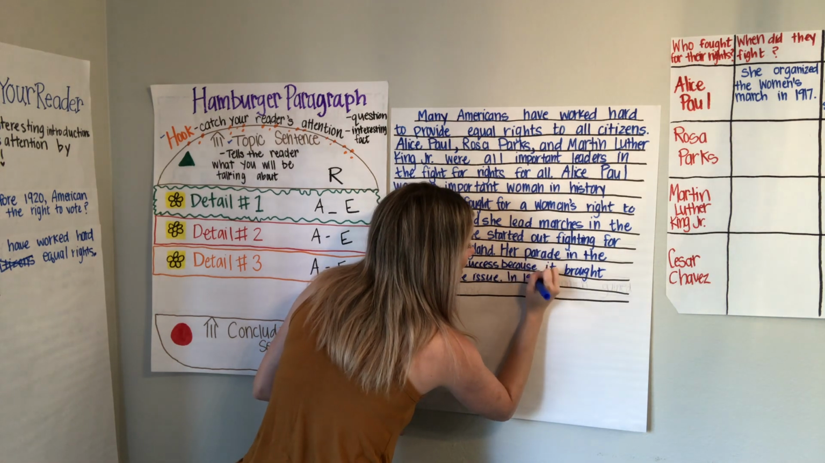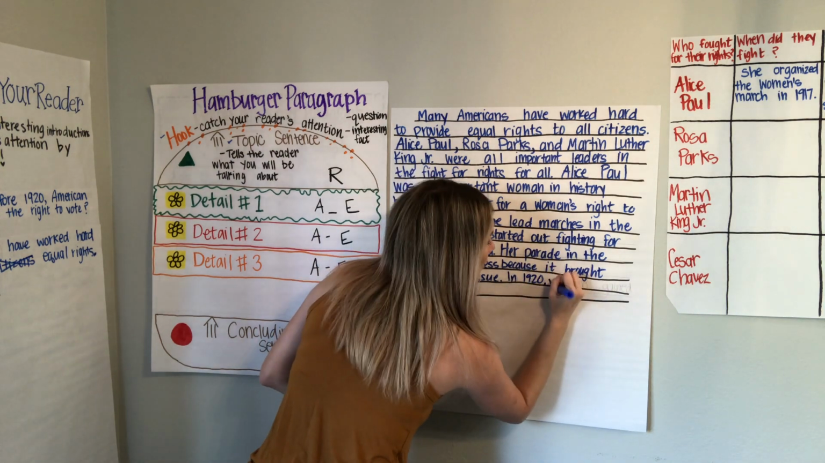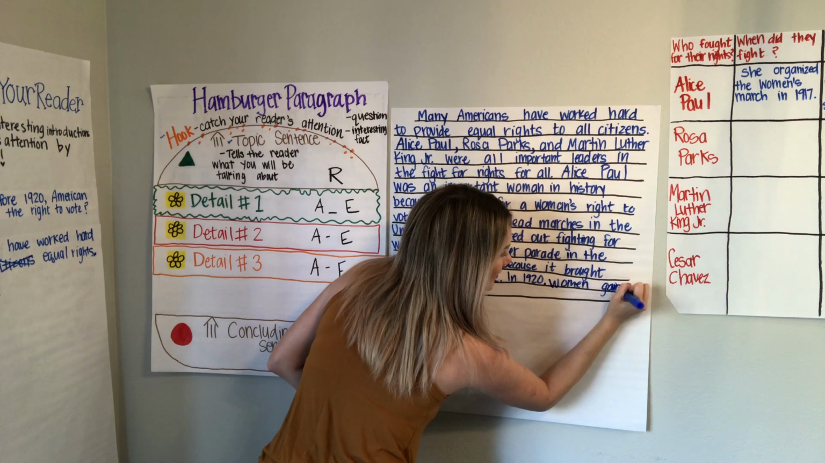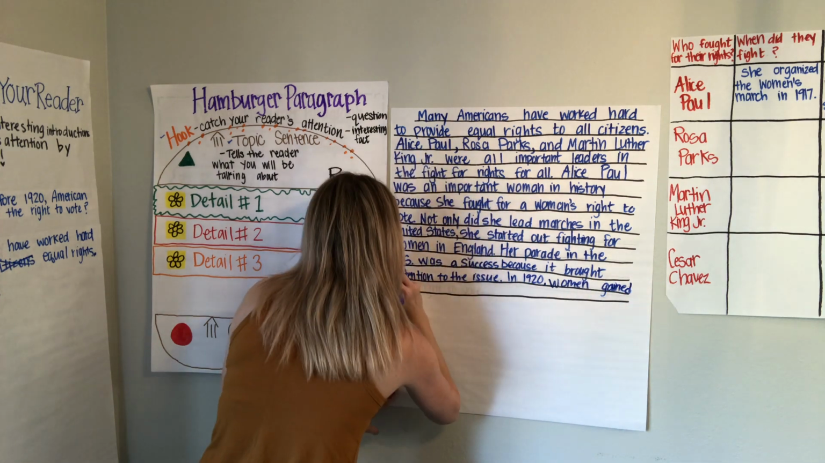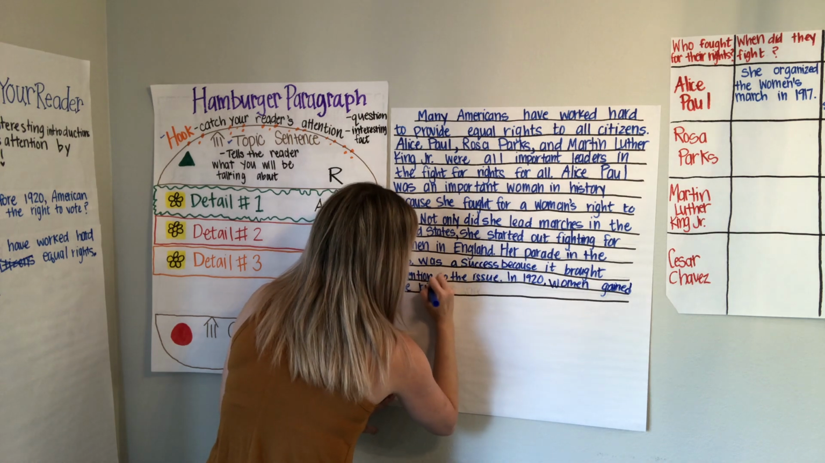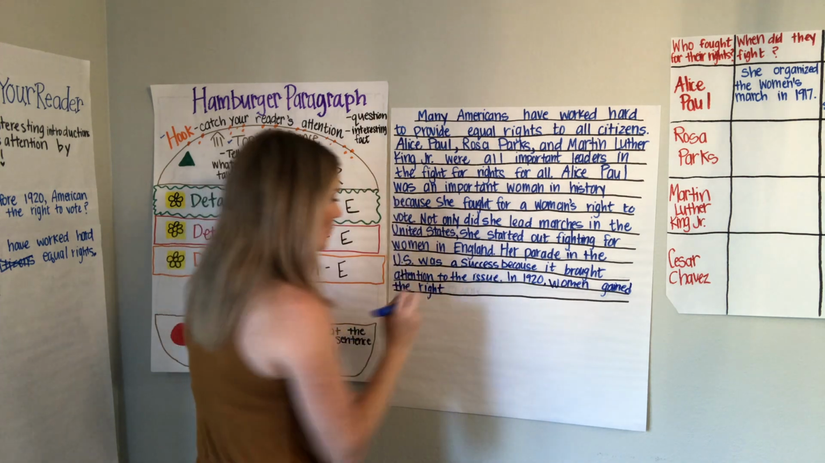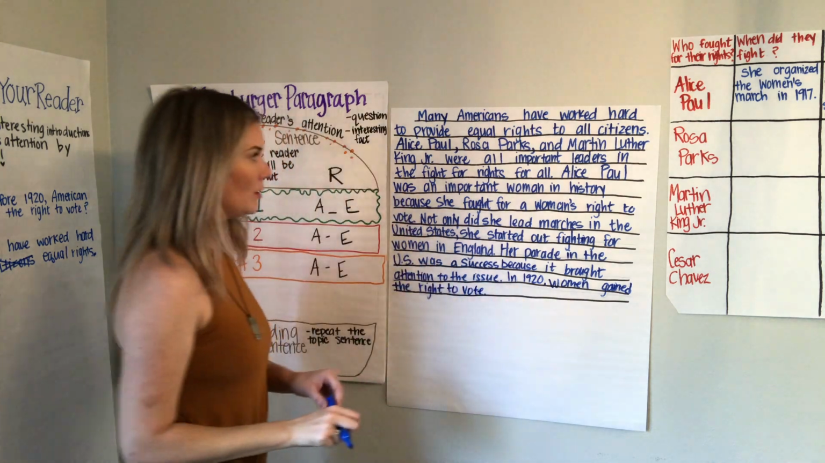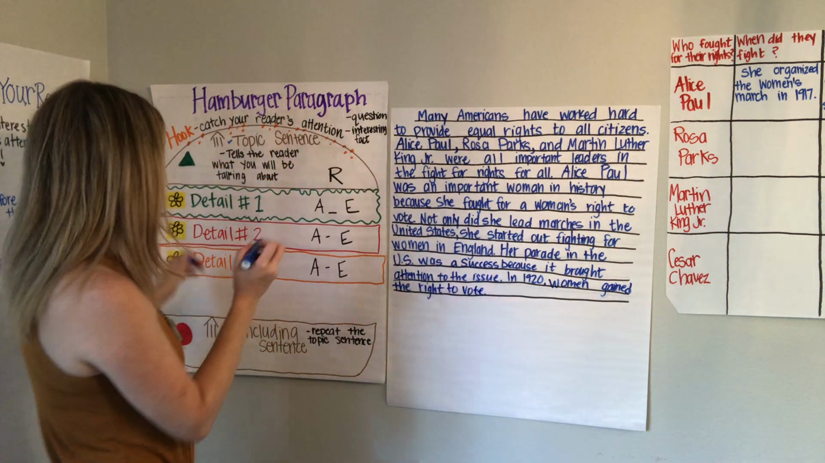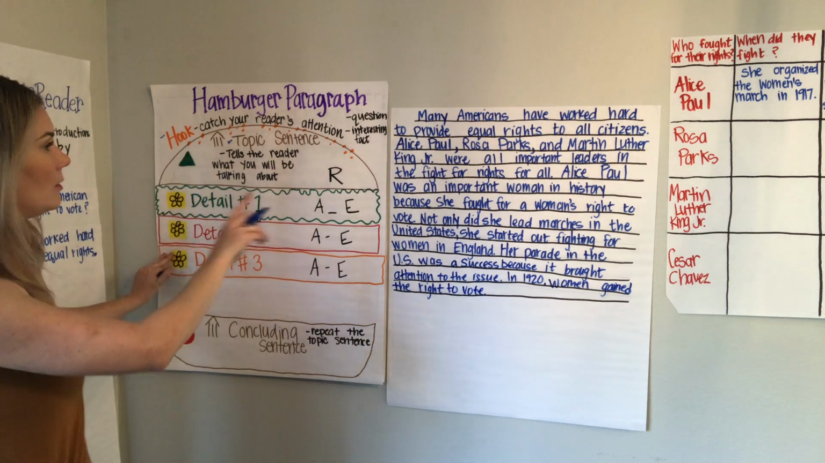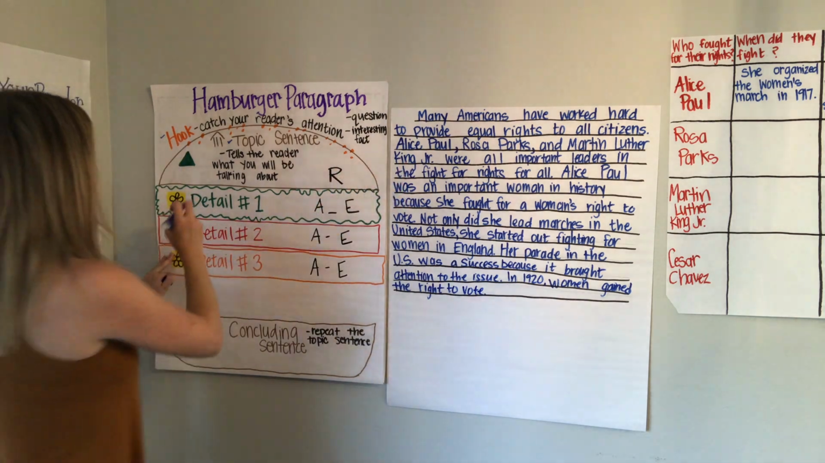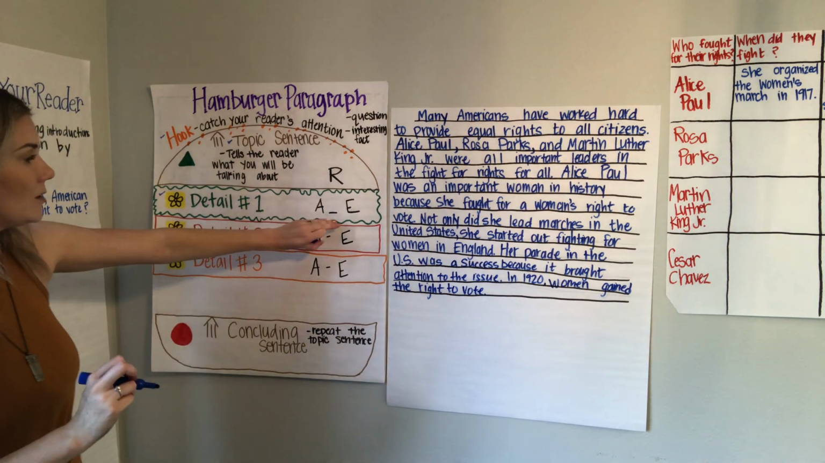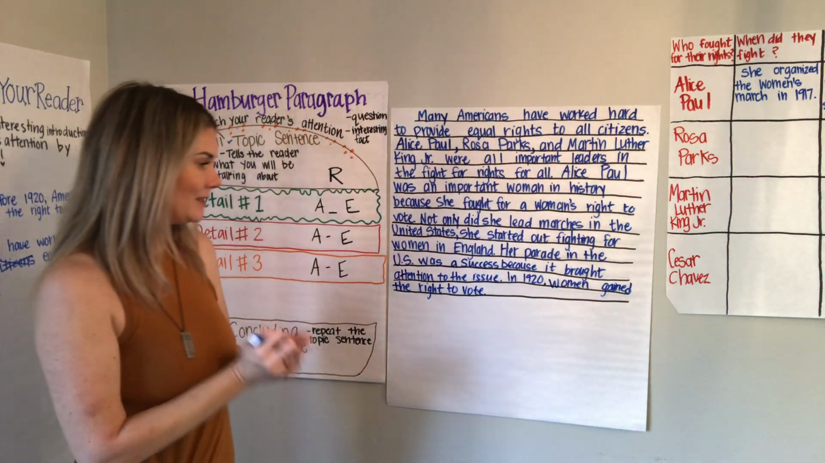In 1920, women gained, I like that verb, gained the right to vote. Period. So that is my hook, my topic sentence, and I've got my detail one. My detail one includes answer and explain.